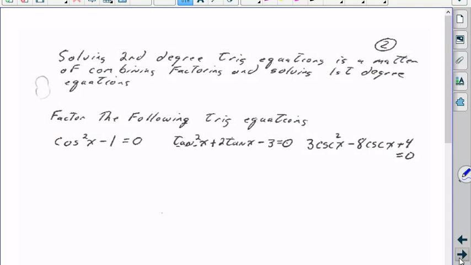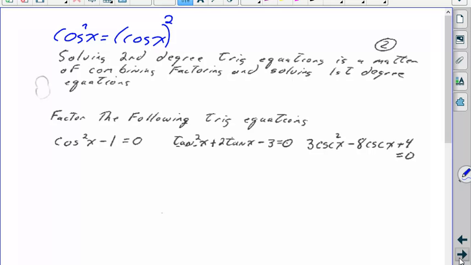So here we have 3 trig equations. Now there is one thing that we have to talk about, which is what the heck is this cos squared x? That is a shortcut, instead of writing cos x in brackets and squaring it, the accepted notation for this is writing just cos squared x. So anytime you see this, you need to interpret this.